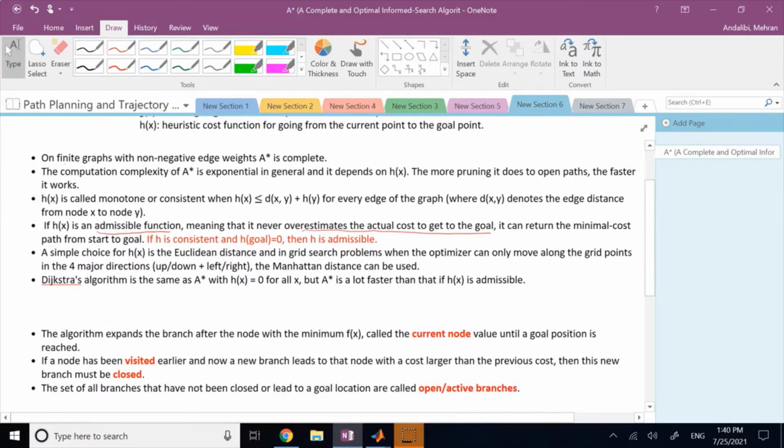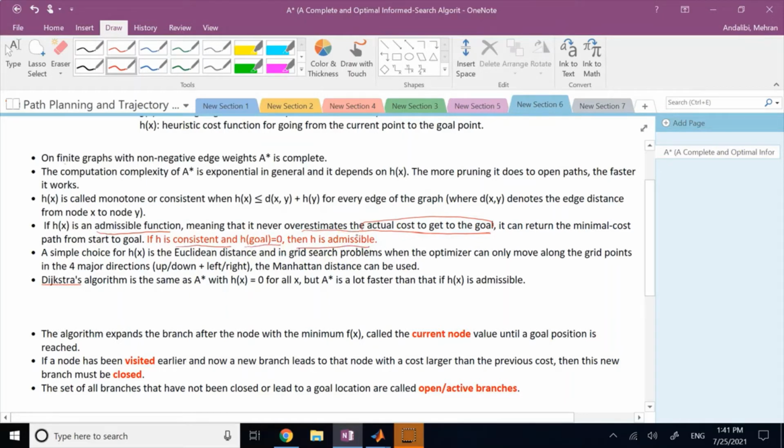Okay? Well, yeah, that looks nice, but it's a little bit hard to mathematically show, right? Because I don't know my actual cost to the goal. So how can I assure that whatever function I choose never overestimates that? So this admissible function definition is rather hard to use, right? It's a nice definition, but it's not so useful. But you can show that if your H function is consistent and the value of it at the goal location is 0, then it is what?